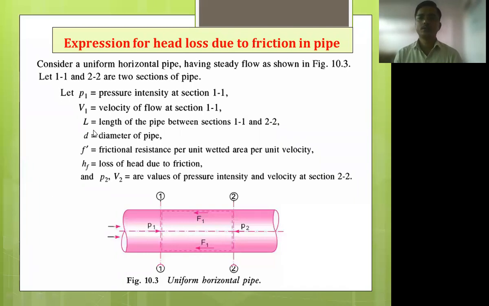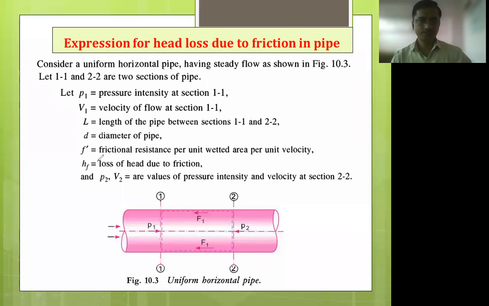Here, to find the expression for head loss in a pipe, we have to consider two sections, section 1 and section 2. Pressure here will be called P1, velocity V1, diameter D1, area A1. Similarly here, pressure P2, area A2, velocity V2. And the distance between these two sections is L. The distance between the two is L.